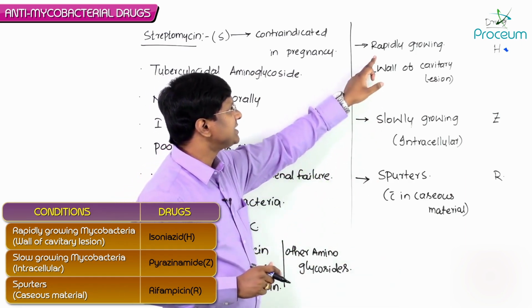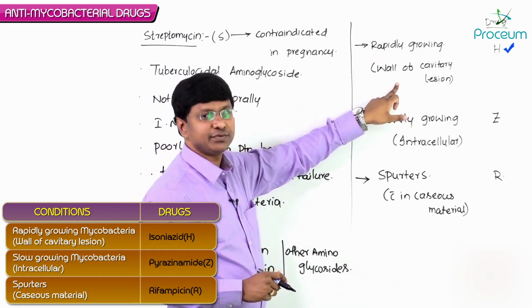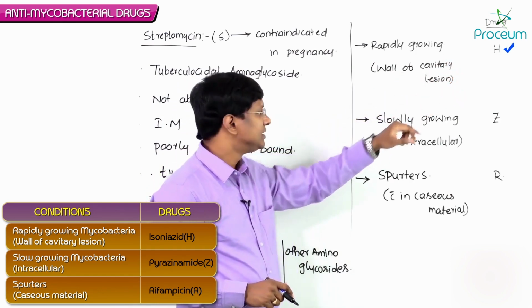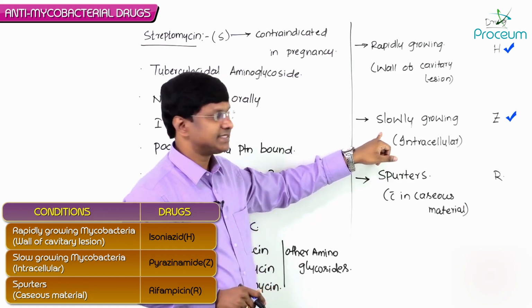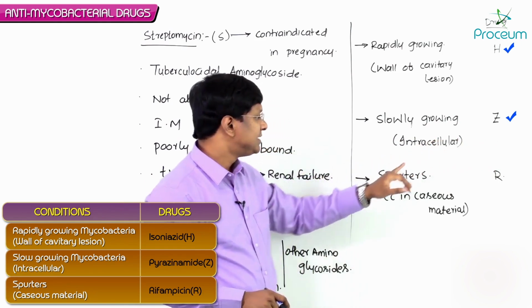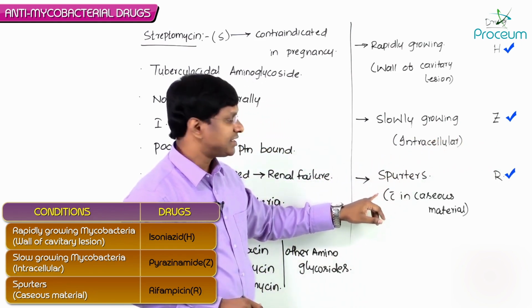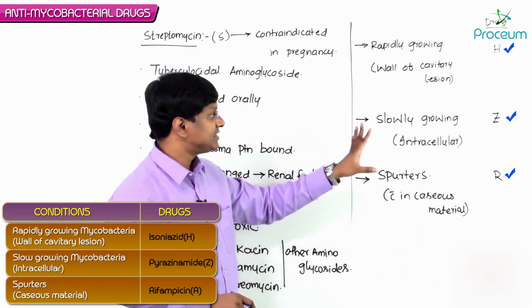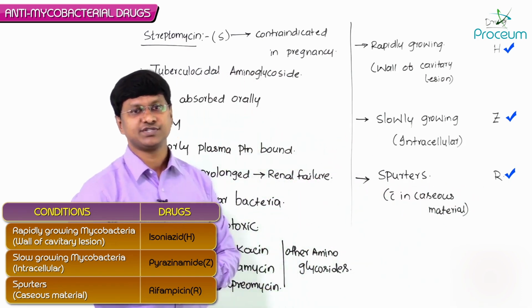So remember, against the rapidly growing organism which is present within the wall of the cavitary lesion, the drug which is more effective is isoniazid. Against the slowly growing intracellular organism, the drug which is more effective is pyrazinamide. And against the spurters which are present within the caseous material, the drug which is more effective is rifampin. These are very, very important multiple choice questions.